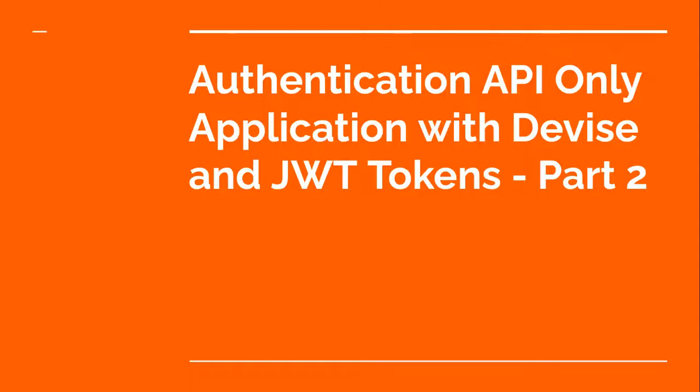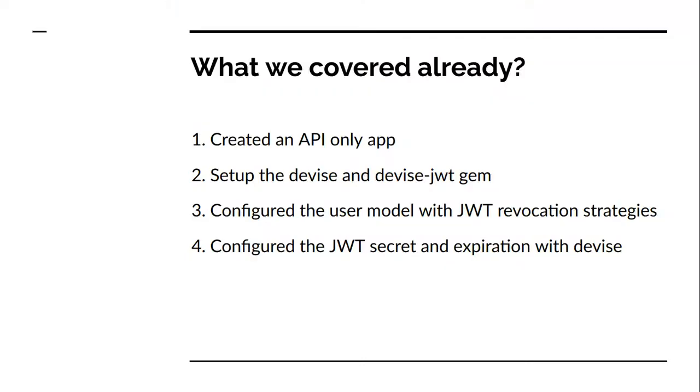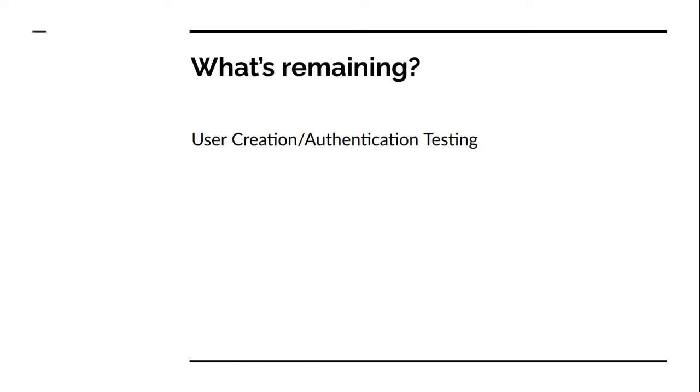Hey guys, welcome back. In the last lecture, we set up our API only application. We set up the Devise and Devise JWT gem. We configured the user model with JWT revocation strategies and we configured the JWT secret and expiration with Devise. And the only thing which is remaining is to test our authentication that we implemented.